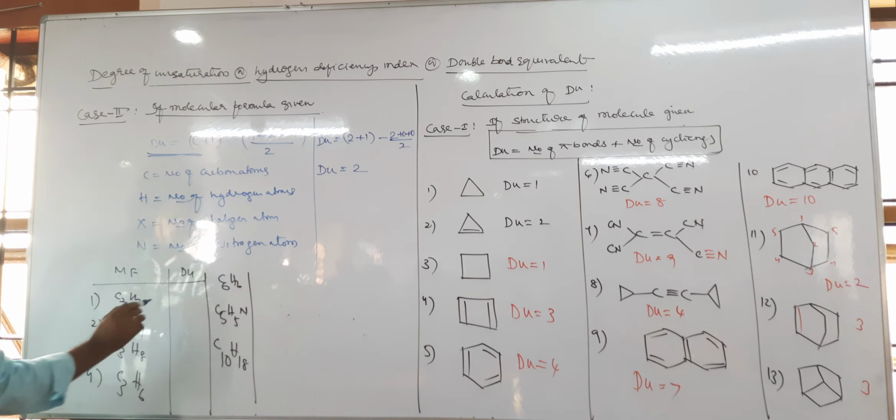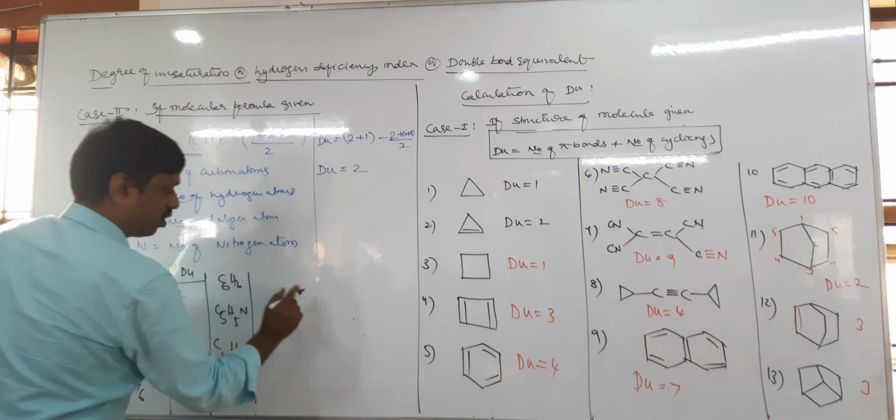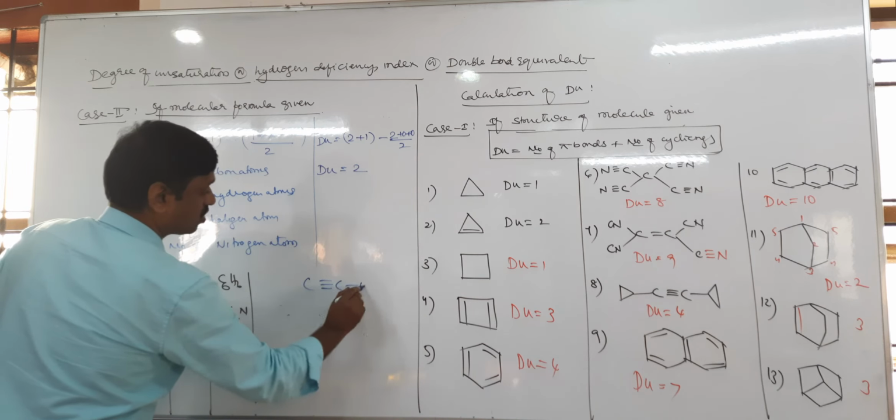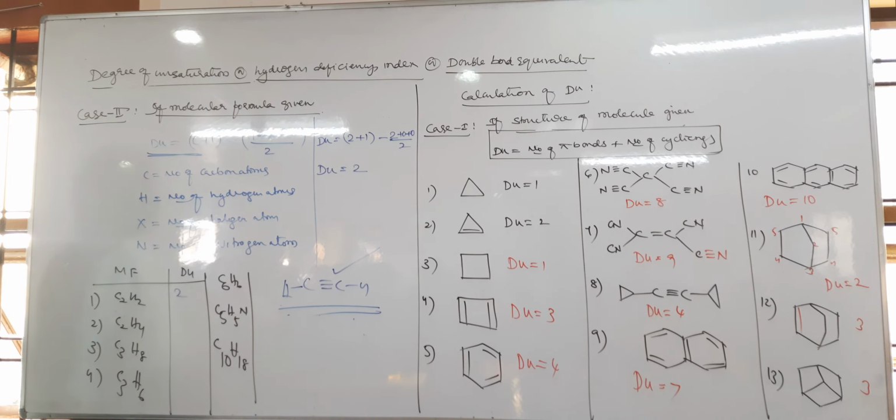So DU equal to 2 means what? There may be 2 pi bonds, there may be 2 cyclic rings, or there may be 1 cyclic ring and 1 pi bond. Then tell me which is possible for this? Is a cyclic ring possible? No. Therefore there are only 2 pi bonds for this. It means from the degree of unsaturation it is possible to predict the structure.